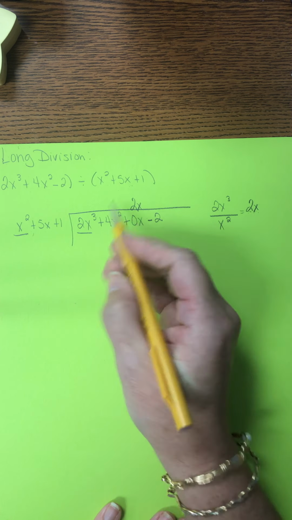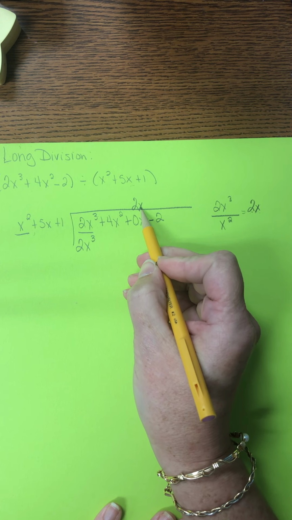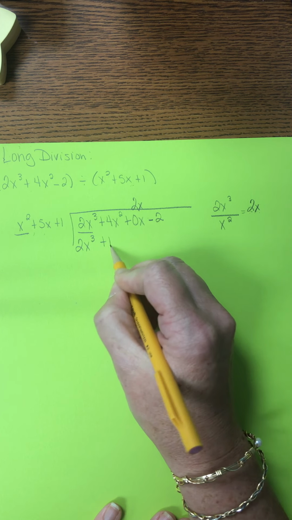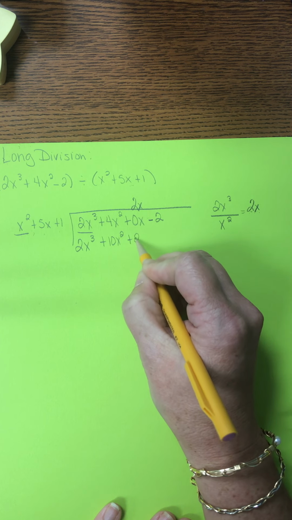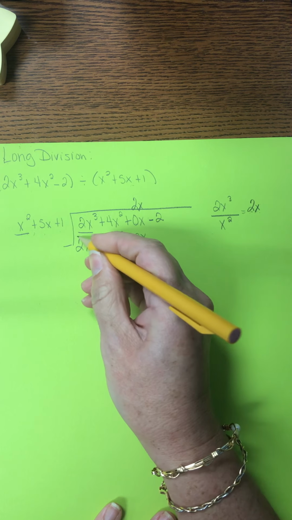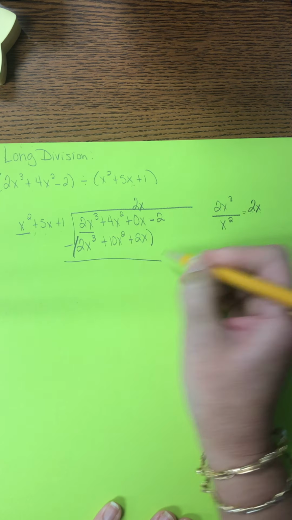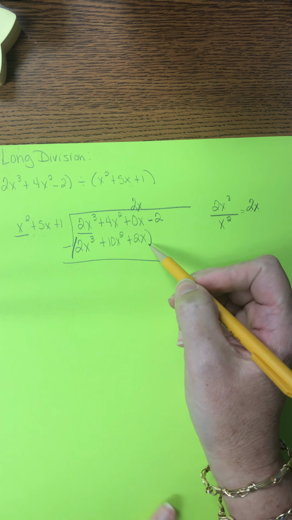2x times x squared is 2x to the third. 2x times 5x is 10x squared. 2x times 1 is 2x. So after you divide and multiply, your next step is to subtract. But remember, you're subtracting an entire polynomial, so make sure that you put parentheses around it.